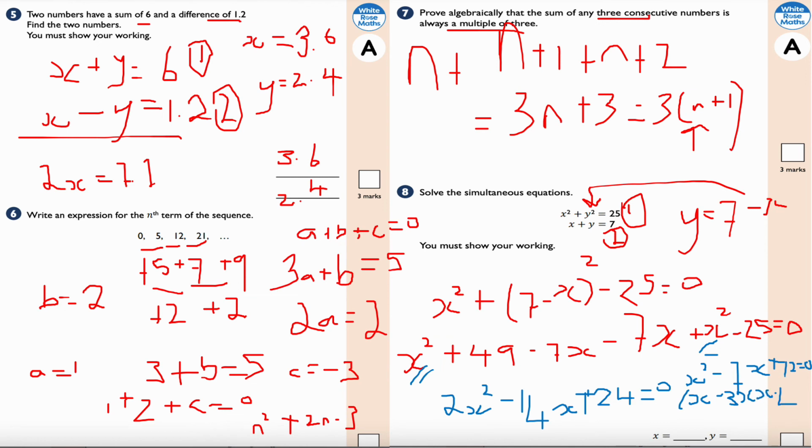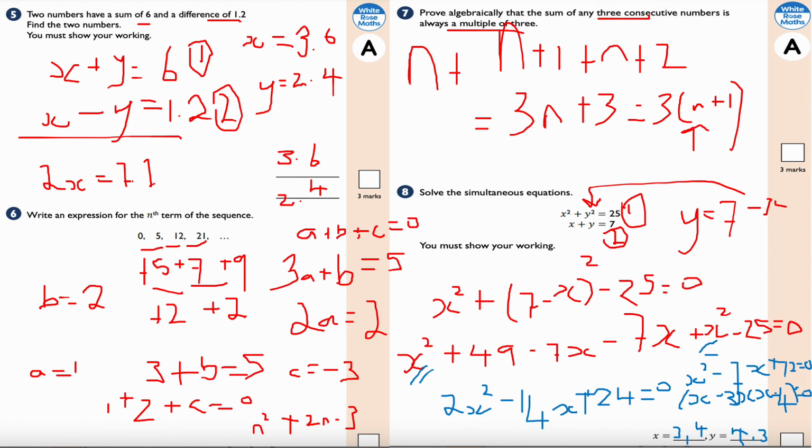Okay, so factorizing that, x minus 3, x minus 4. Two numbers that add to give me minus 7 and multiply to give me positive 12. That's minus 3 and minus 4. So if I solve this now, I get x is equal to 3 and x is equal to 4, separately. And then therefore, when x is equal to 3, y will be equal to 4, and y will be equal to 3 when x is 4.